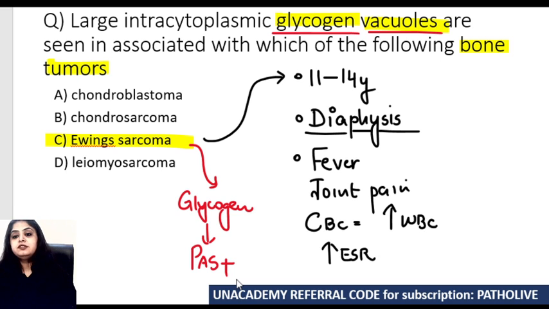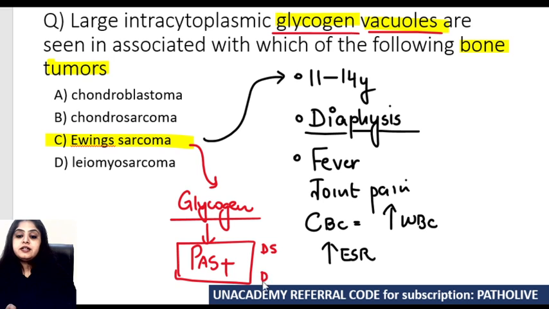PAS positive is glycogen. Now I have a little bit of homework for all of you today, and that homework is going to be in the comment section below. You are going to type it out after this session is over. Please type out and let me know: the kind of PAS positivity that comes with glycogen, is it diastase sensitive or diastase resistant? When I'm dealing with glycogen showing me PAS positivity, which kind of PAS positivity do I have? Diastase sensitive or resistant?